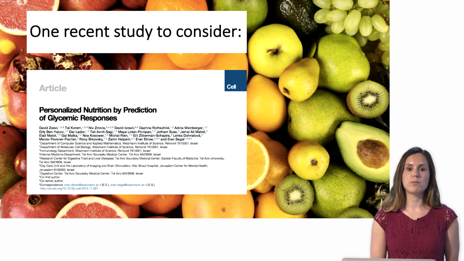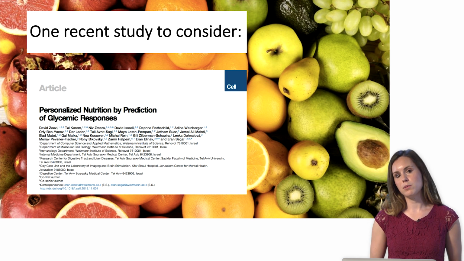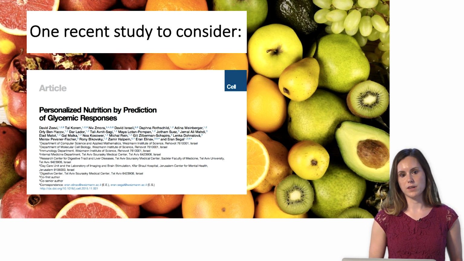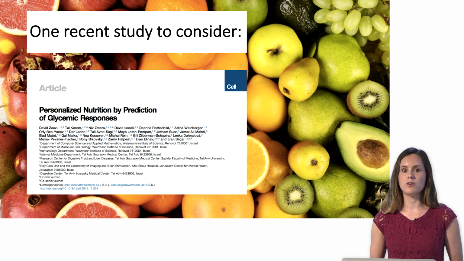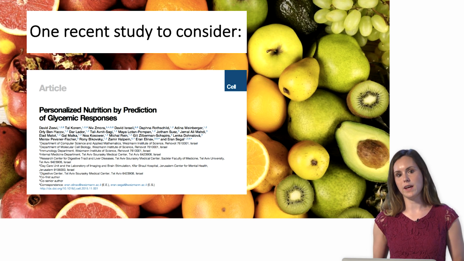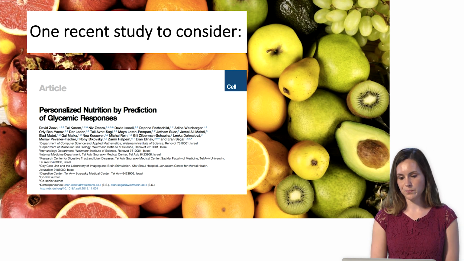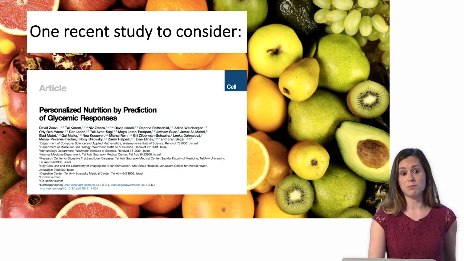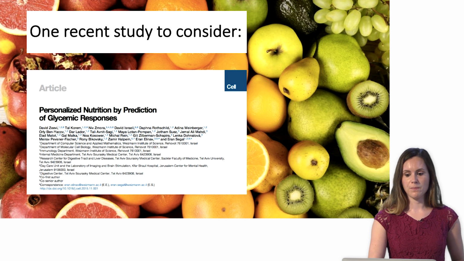So for example, one person might eat a banana and their blood glucose might spike, but for another person, they might eat the same banana and their blood glucose would not spike. So what these authors predict is that they can look at your microbiome and then predict whether or not you will respond positively to a banana or a cookie, for example. And I do encourage you to read this paper if you're interested in going deeper into this subject matter.